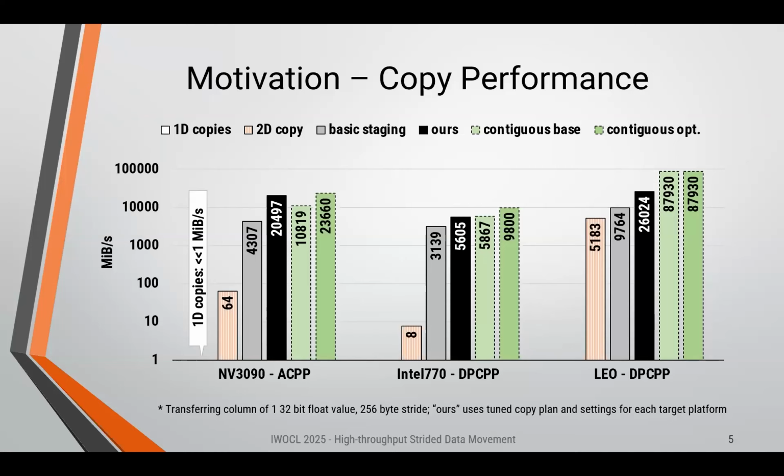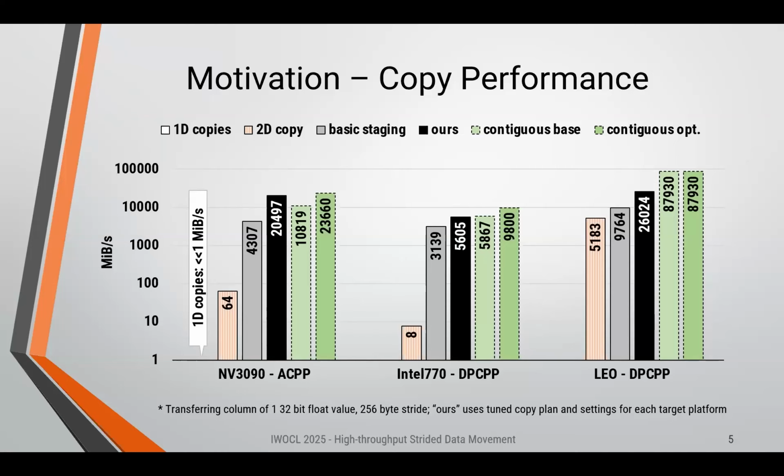One thing I have in here, which you cannot see, is the result for just doing repeated 1D copies. Obviously, doing a 1D copy operation for 4 bytes of data is not a good idea. The reason I have it in here is that with standard SYCL, if you don't want to write a custom kernel to do this, this is basically the method that is available. So obviously, I got less than 1 megabyte per second.